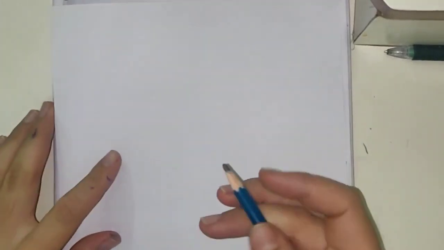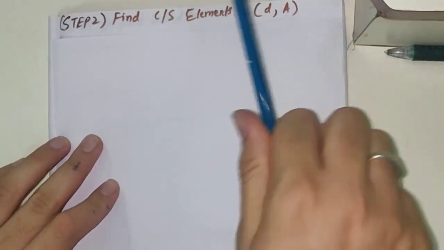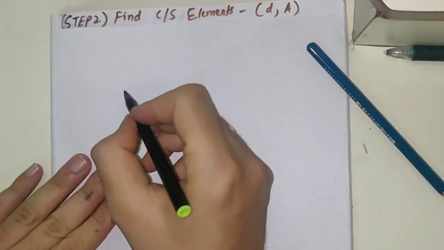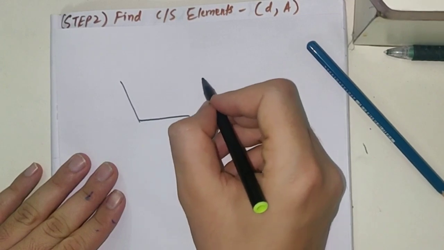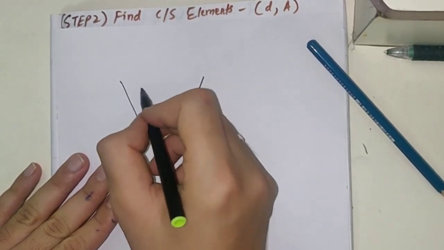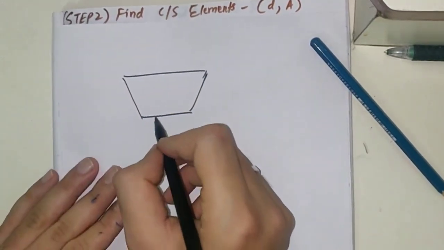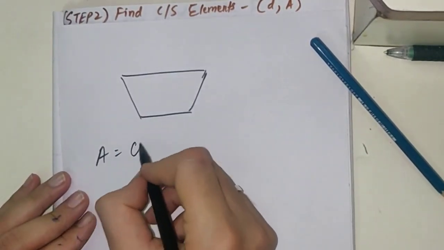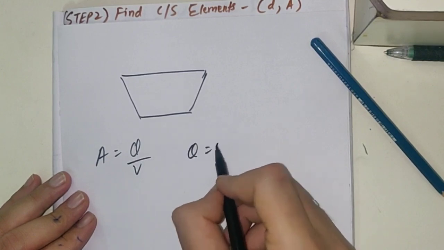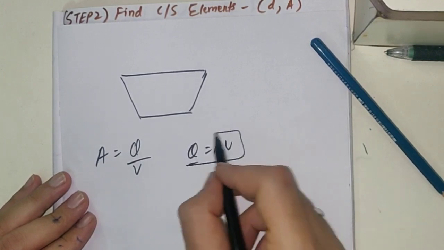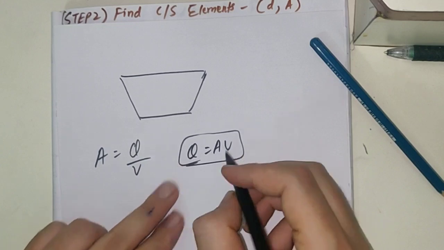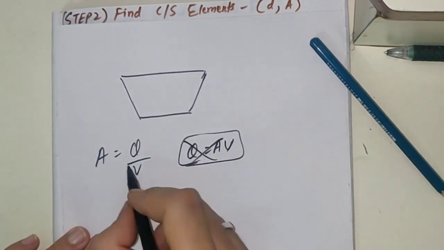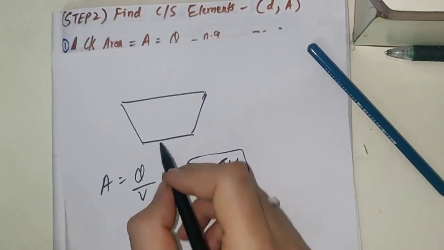So next what you have to do is, first you have to find out the different elements here. If you take the cross sectional area like this, you have to find out the area first. Okay, area. For area, what is the formula? Area is equal to Q by V. Q is equal to AV. You know this, right? Q is equal to AV. Discharge is equal to area into velocity. In the same way, A is equal to Q by V.